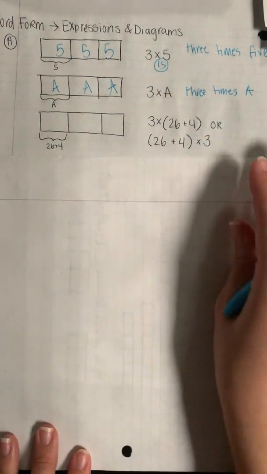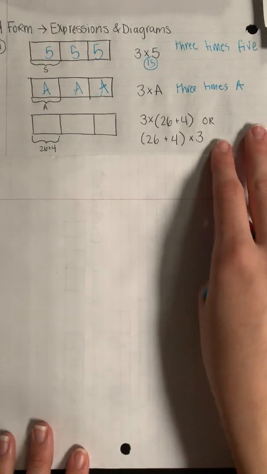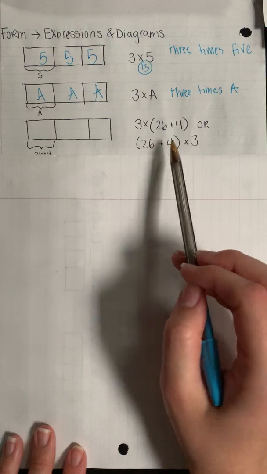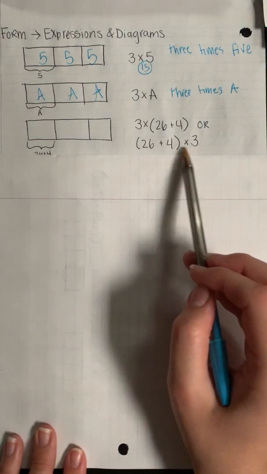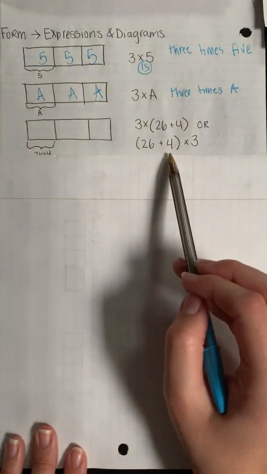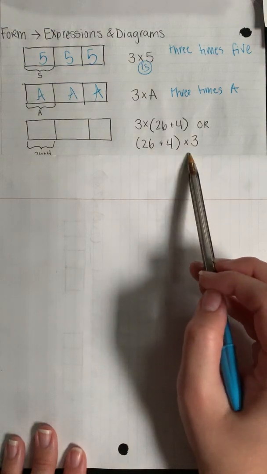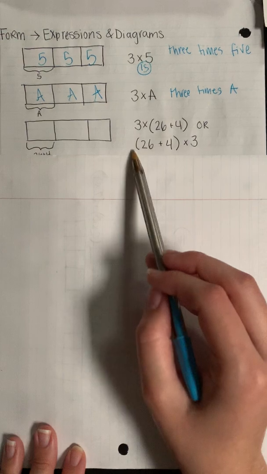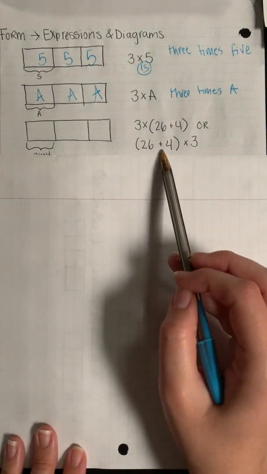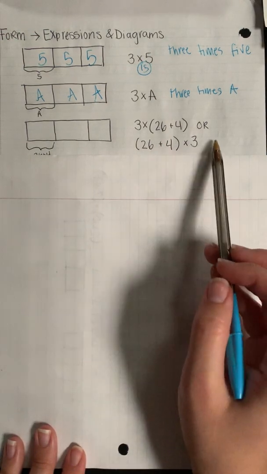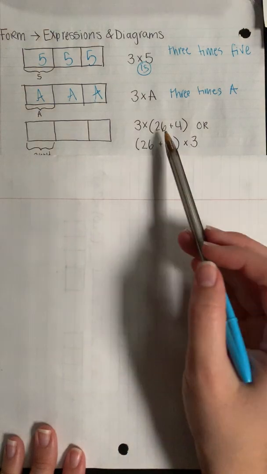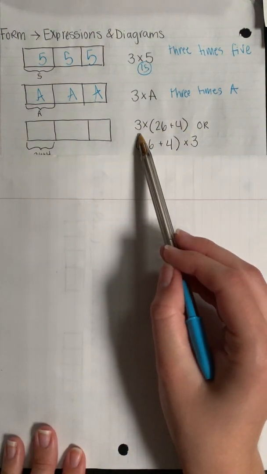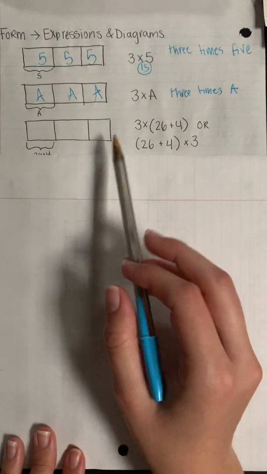And remember we talked about why the parentheses are there? It's to show us that we have to do what's inside those parentheses first before we multiply by 3. So I can't just start solving this by saying, okay, 4 times 3 is 12 and 26 plus 12. No, I have to do what's here first. So 26 plus 4 is 30, and 30 times 3 gives us the answer. Up here, it's the same thing. 26 plus 4 is 30, times 3 gives us our answer of 90.